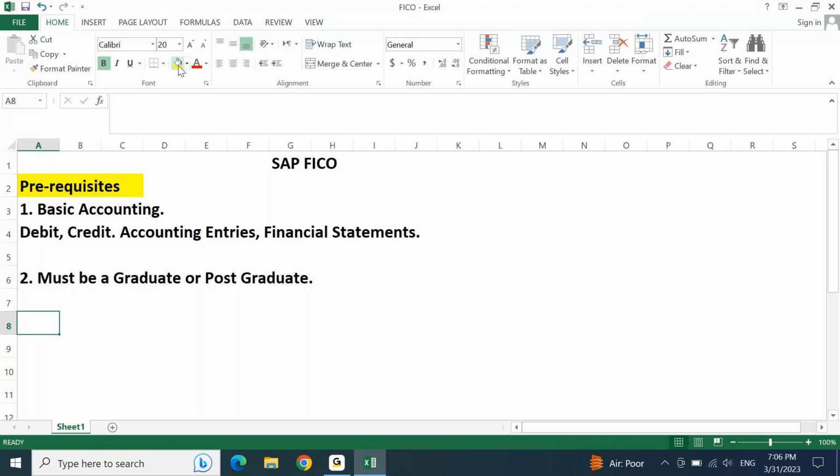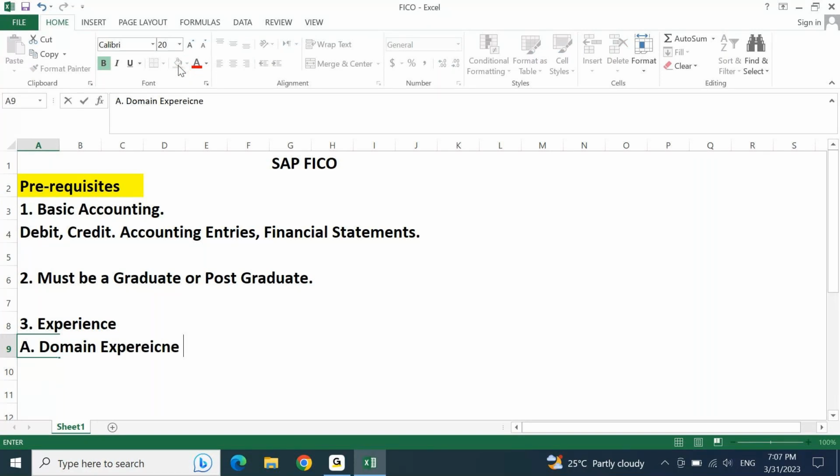Third one, I'll put experience. Okay, this is the most common question for a lot of people who want to learn SAP FICO. Experience, there are two types of experience. One is your domain experience. When I talk about domain experience, I'm talking about accounting and finance related experience.